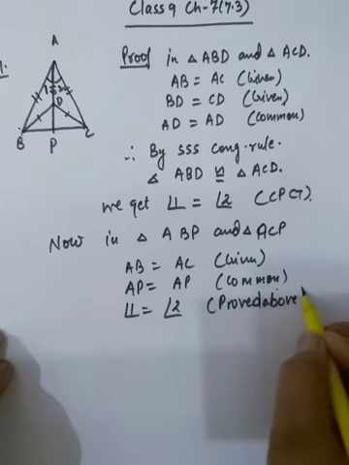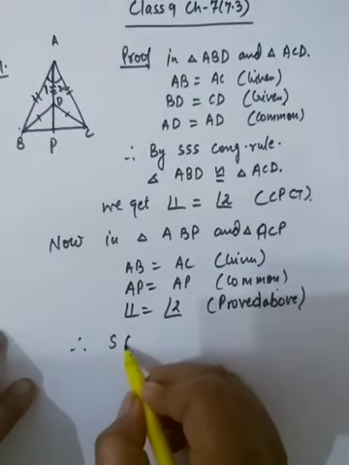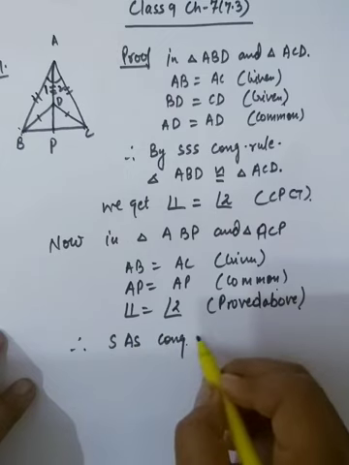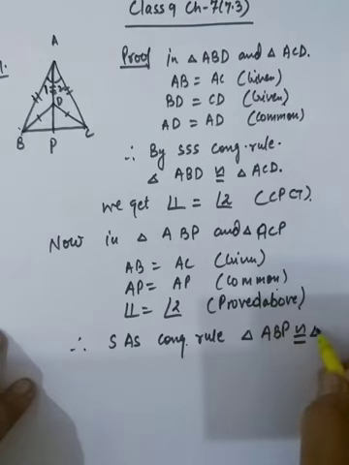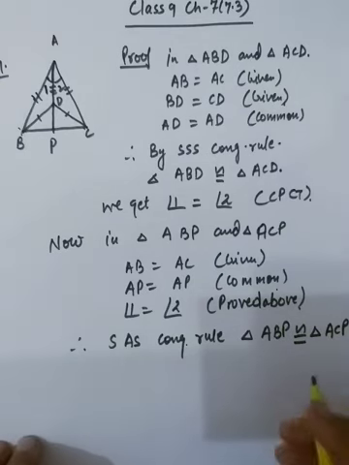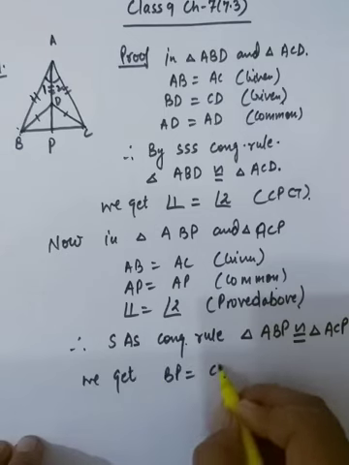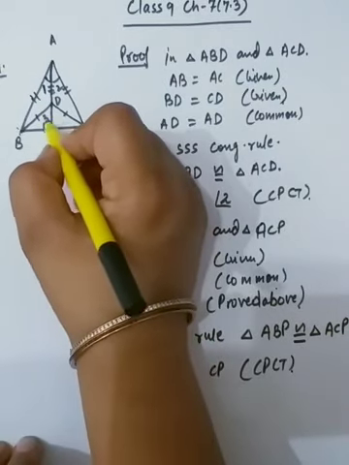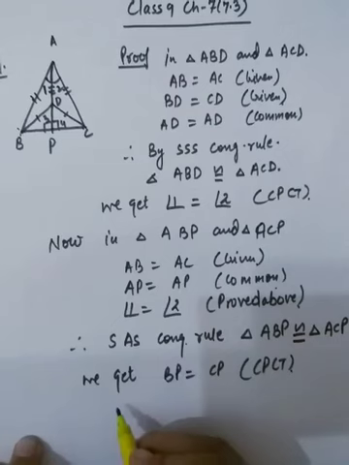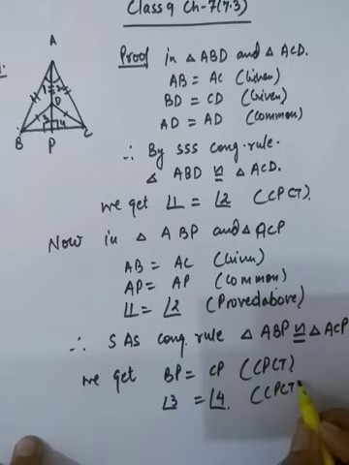We have just proved this equal. So therefore by side angle side, SAS congruency rule, triangle ABP is congruent to triangle ACP. Now, what do we get from these two triangles? We get BP is equal to CP by CPCT. Also, I can name this angle as 3 and this one as 4. And angle 3 is equal to angle 4. This is also by CPCT.